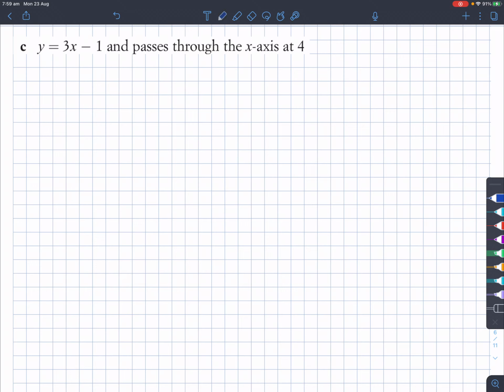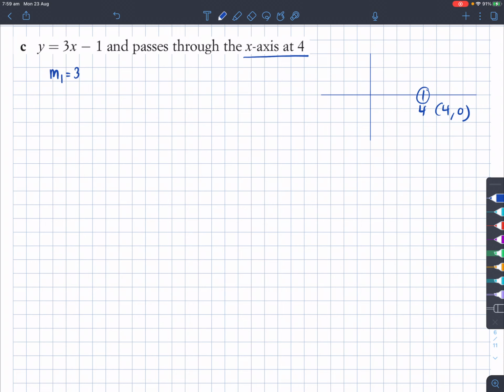Y is equal to 3x minus 1 and passes through the x-axis at 4. So if it passes through the x-axis at 4, what kind of coordinate is that? Let's have a look. That will be this coordinate here. So this coordinate has coordinates of 4, 0. Now, our line has to be perpendicular to this line. So this time I won't draw that anymore because we don't actually need it. We can just do everything algebraically.